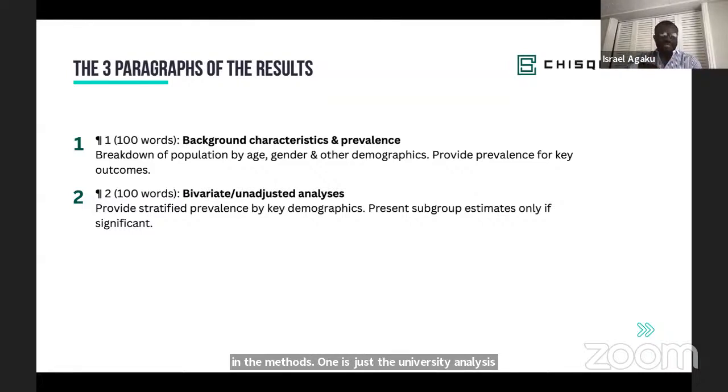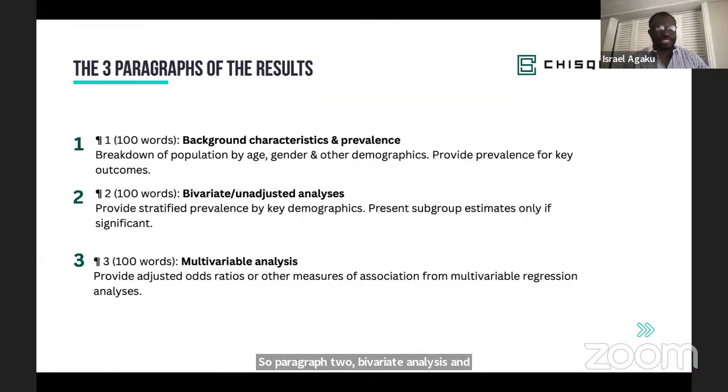That's the exact same thing. Remember, we said they're going to be mirror images of each other. The same way you did it, that's the same way you're going to report it. 1, 2, 3 for methods. 1, 2, 3 for results. So paragraph 2, bivariate analysis and unadjusted analysis. Paragraph 3, multivariable analysis.